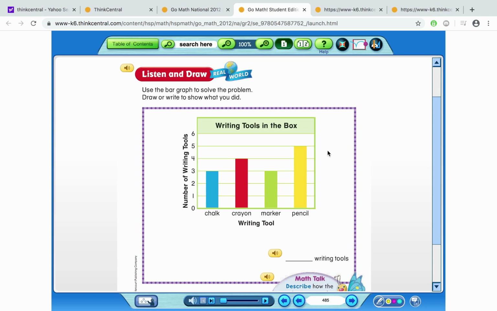You can see there's a bar graph. This bar graph is titled Writing Tools in the Box, and that's what all this information is about. The numbers are up the side. They could also be at the bottom, but for this one, it's up the side. Across the bottom is the choices: chalk, crayon, marker, and pencil.